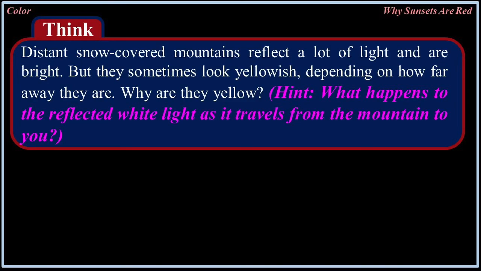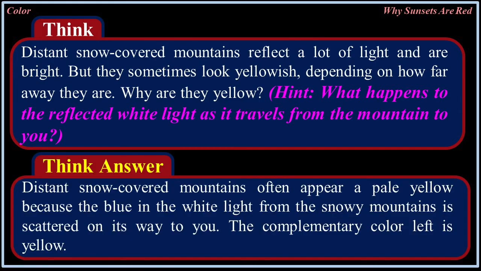Think. Distant snow-covered mountains reflect a lot of light and are bright, but they sometimes look yellowish depending on how far away they are. Why are they yellow? Hint: what happens to the reflected white light as it travels from the mountain to you? Distant snow-covered mountains often appear pale yellow because the blue in the white light from the mountains is scattered on its way to you. The complementary color left is yellow.